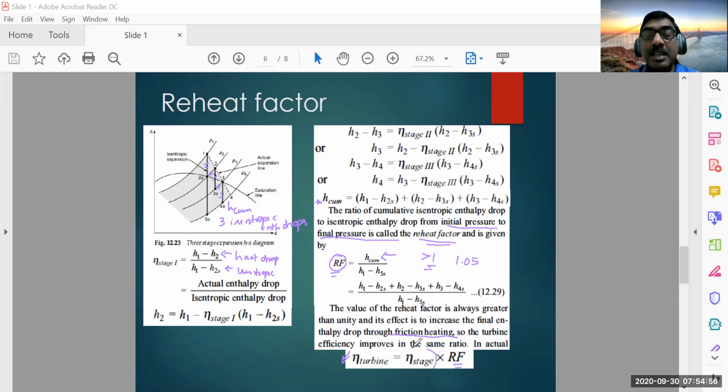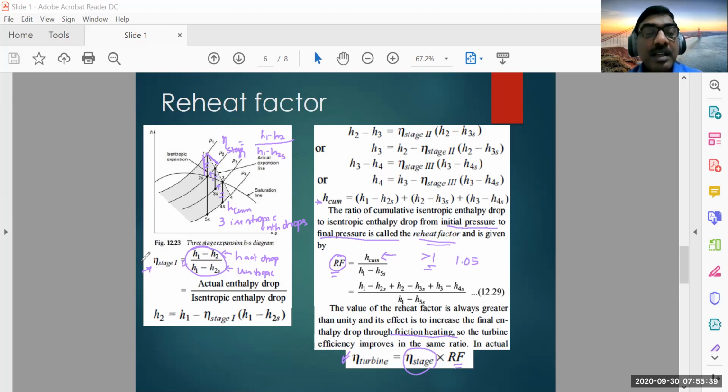So whatever stage efficiency is there, stage efficiency means this one, individual one stage. For this stage, this is the actual enthalpy drop and this is the isentropic enthalpy drop. So stage 1 efficiency is equal to the actual enthalpy drop H1 minus H2 divided by the isentropic enthalpy drop H1 minus H2S. S means isentropic. So this is H1 minus H2 by H1 minus H2S. This is the stage efficiency.